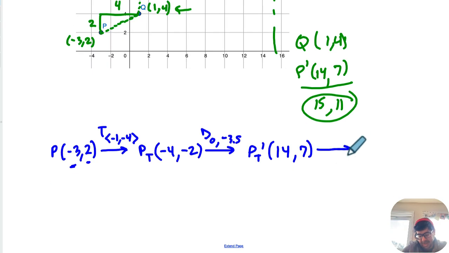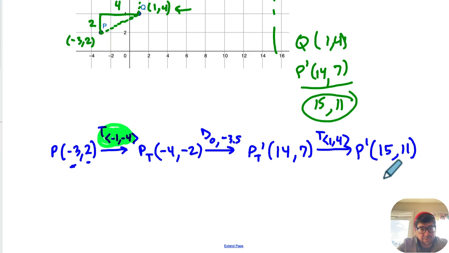We've got to translate back, and it's always going to be the opposite of whatever this is right here. So it's the opposite of it. So we're going to do a translation of +1 +4. And that's going to get us the image of the original point. So +1 on the x is 15, +4 on the y is going to be 7 + 4, or 11. That's the second algorithm. I like that one.